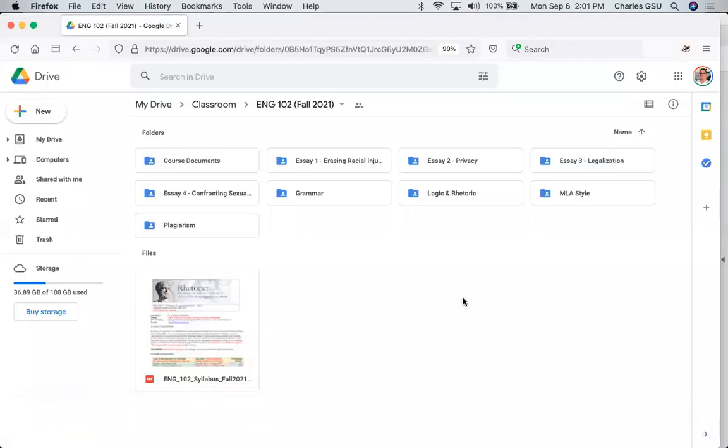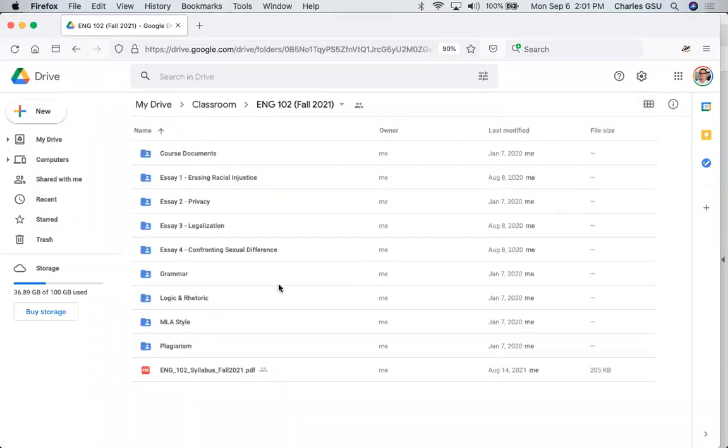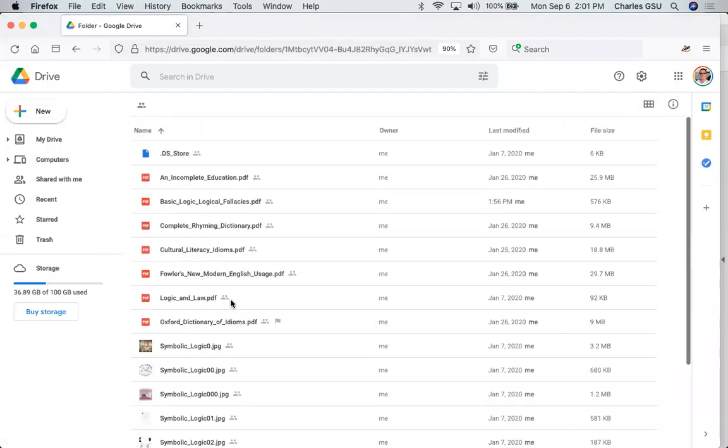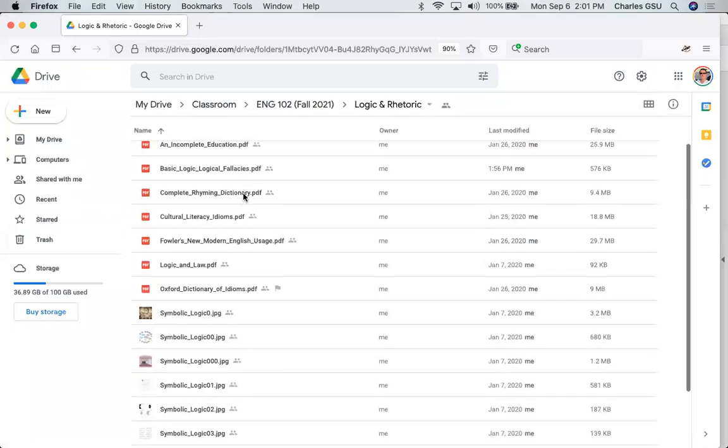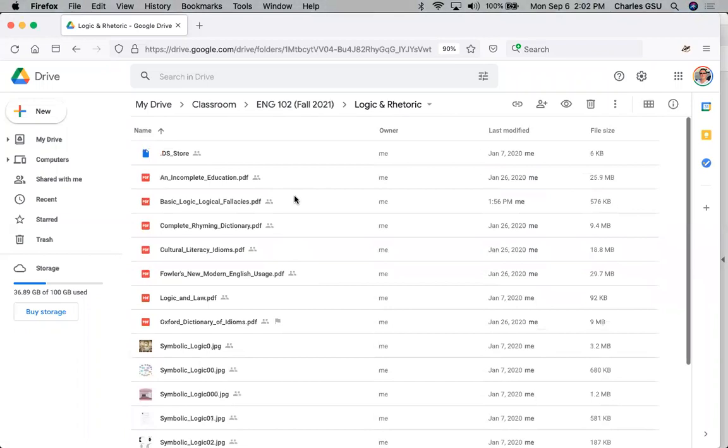Google Drive here. This is the grid form. If you toggle over here, this button, you can have the list form. If you click on the logic and rhetoric folder, you'll see that the basic logic handout that we're going to go over is in here, and at the very bottom is the what is rhetoric file. Again, all of this is linked to in the module 2 of Canvas.